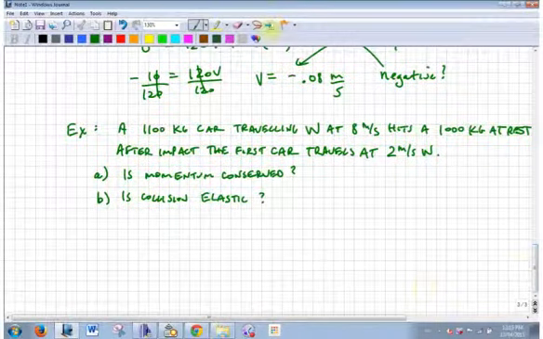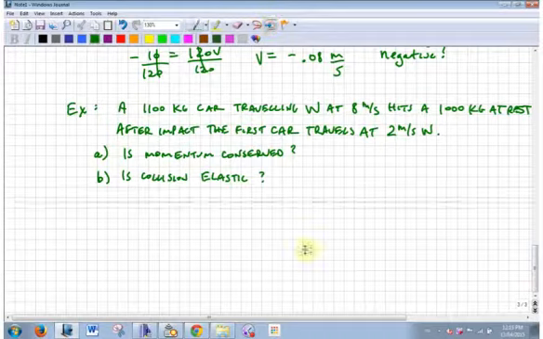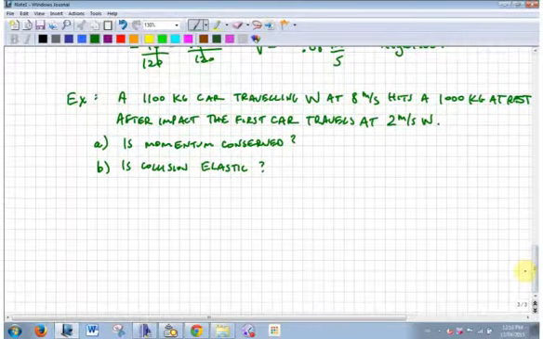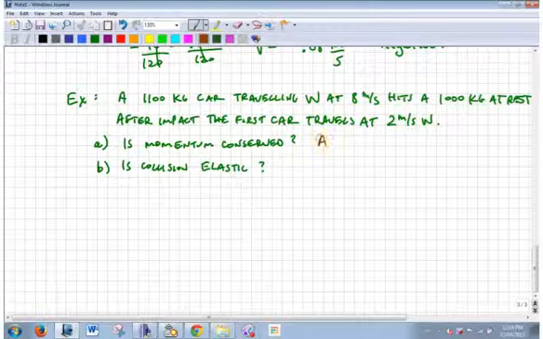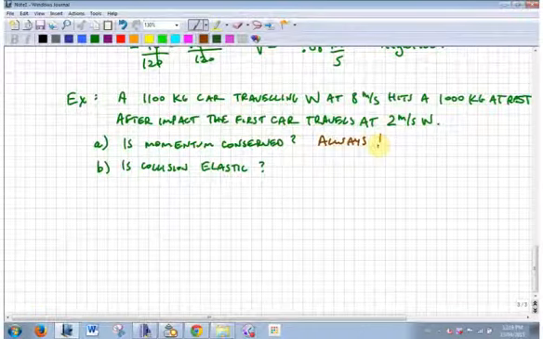I won't write C, even though I have it here, but I'll just talk about it. A is easy. Is momentum conserved? Always. Yes. If it's not, how on earth can you solve the question?